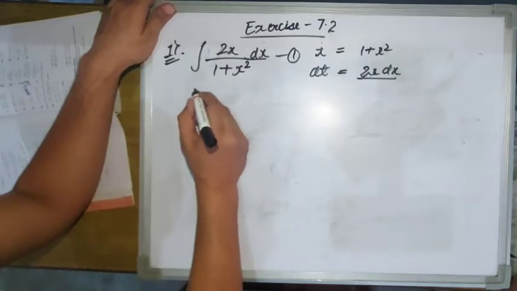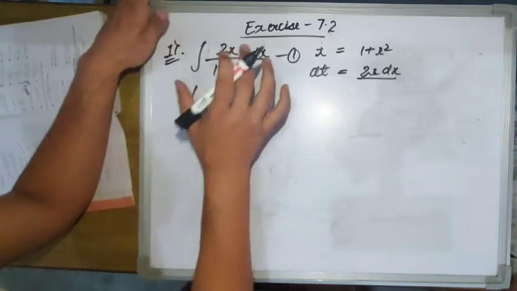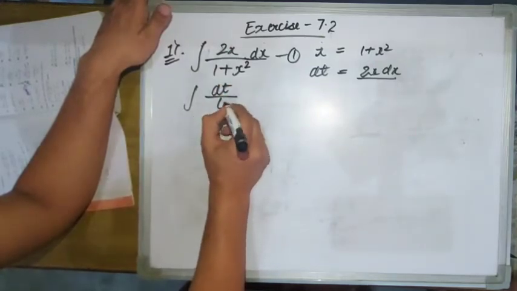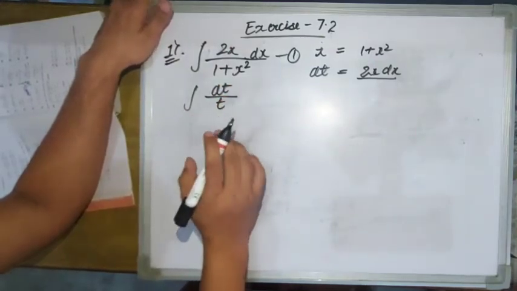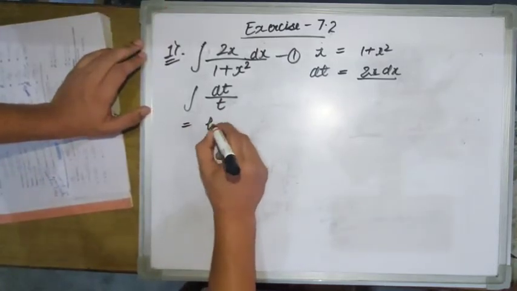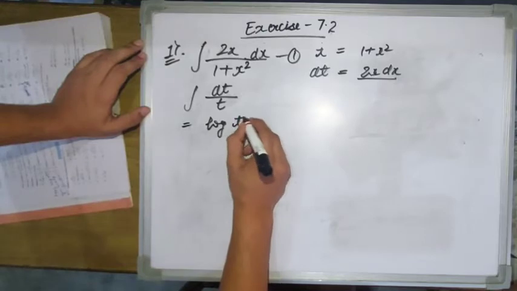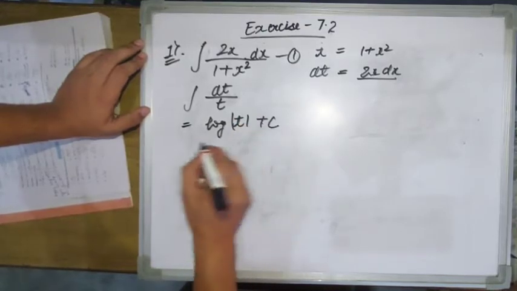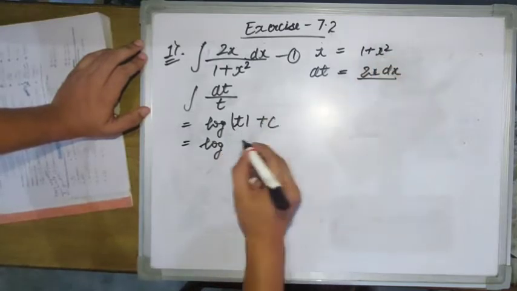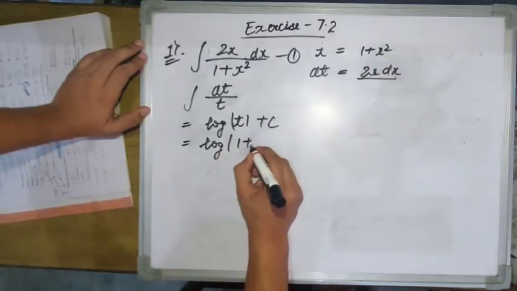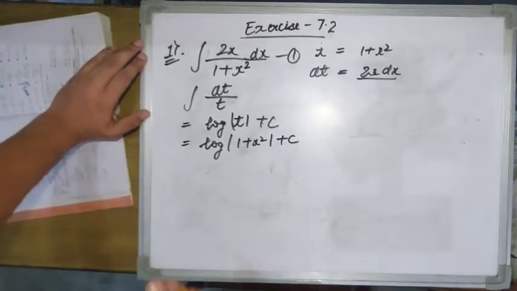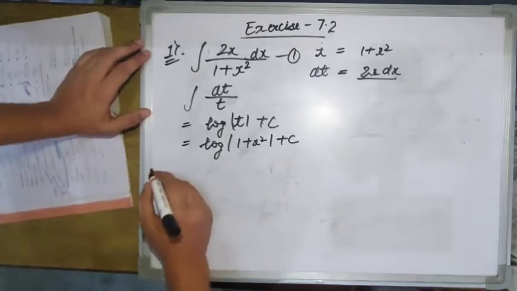Now this term is changed to dt upon t. We need to find the integration of dt upon t. The integration of dt upon t is log t plus c, and the value of t was 1 plus x square, so log of 1 plus x square plus c. This is the answer of the first question from exercise 7.2.